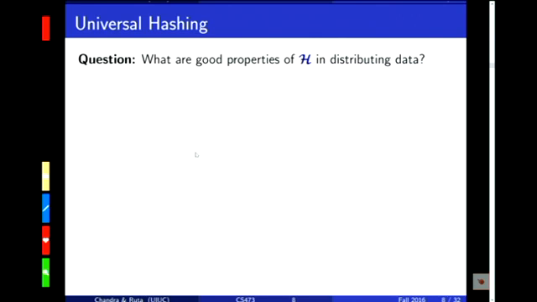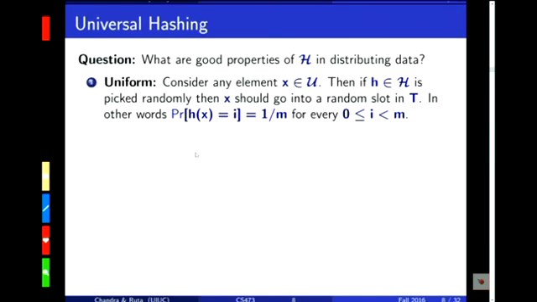So let's formalize that. Okay, so consider any element x from the universe. Now let's pick a hash function from this family at random, uniformly at random. So every function has the same probability of getting picked. Then the probability that x will get mapped to position i when h is picked at random, that is 1 over m, for any x and for any i.